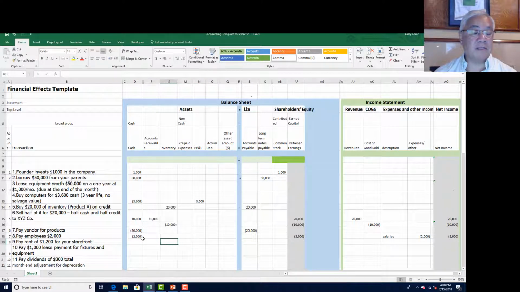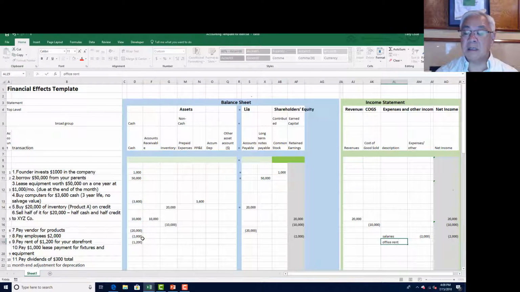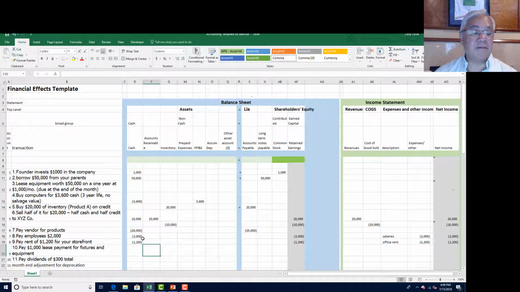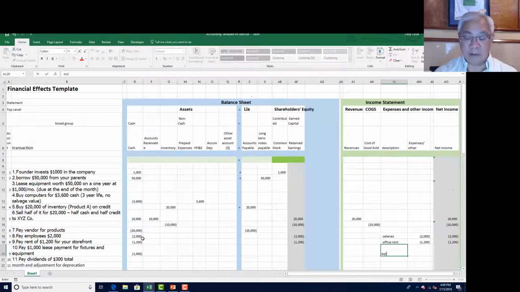Next, we have rent. We're going to pay rent for our storefront, $1,200. And that also is an expense, office rent, negative 1,200. Next, we're going to make the payment of the lease on the equipment we saw earlier. So we're going to pay that. And now it goes directly to the income statement as an operating lease or a rent. So this is equipment rent, and it's 1,000.